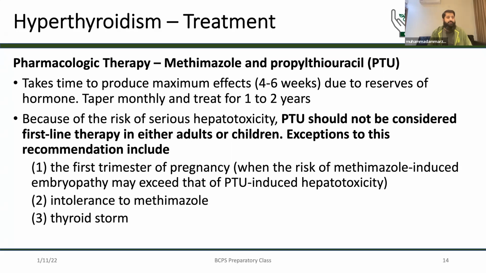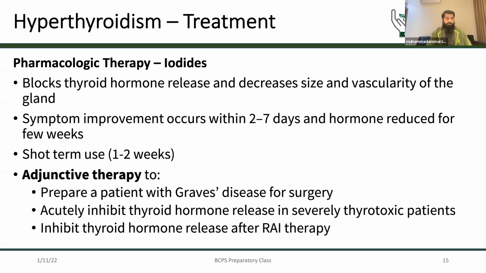And in thyroid storm specifically, propylthiouracil is the drug of choice and not methimazole. So keep in mind that if we are considering pharmacological therapy, methimazole is preferred over propylthiouracil because of its safety profile, except for these three conditions. Iodides could also be added in treatment, and iodides block the thyroid hormone release and decrease the size and vascularity of the gland.